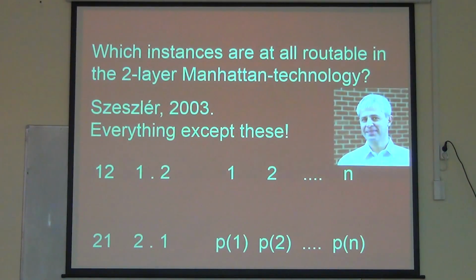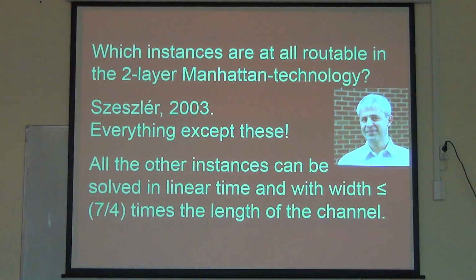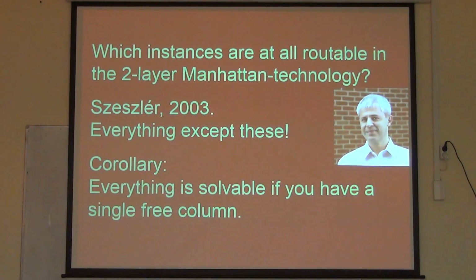Another PhD student of mine, Szeszlér, proved this already almost one and a half decades ago, that this is the only exception. Everything else can be routed in the 2-layer Manhattan model. Moreover, it can be done in linear time, and the required width is never more than 75% more than the length of the channel. I don't claim that this is the best solution, only the existence of the solution, and there's a special corollary which is very useful, that if you have a single free column, then you can do everything.